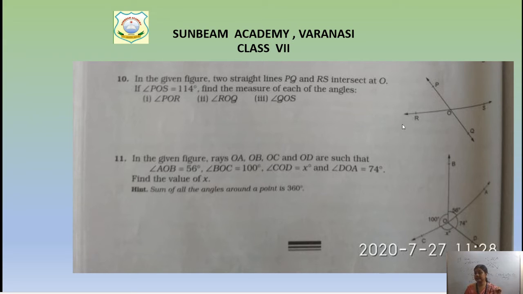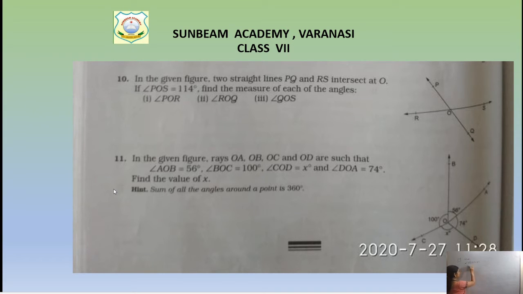Same children, it is the same as question number 9. First find the vertically opposite angle, and the second thing is through linear pair. The adjacent angles you can find through linear pair, and then you can find the third angle also. Am I clear? It is the same as question number 9. Now question number 10. I am erasing my board work and you draw this diagram, children. Diagram is a must in the lines and angles chapter. Okay.